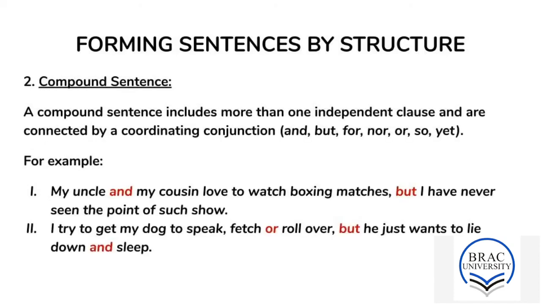The second type of structure is called forming a compound sentence. A compound sentence includes two independent clauses connected by a coordinating conjunction. Have a look at the first example. Over here, and, but are connecting my uncle and my cousin love to watch boxing matches with I never see the point of such shows. So there are two clauses over here. The same thing is going on with the second example.